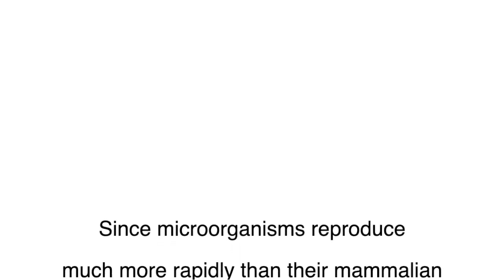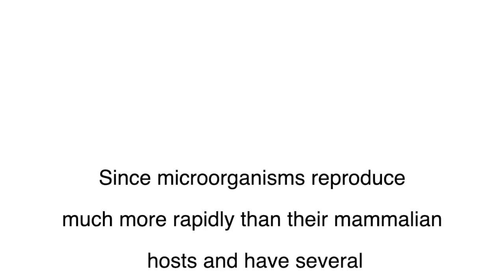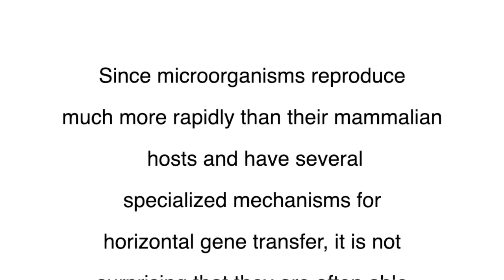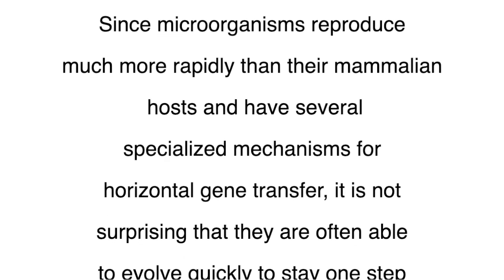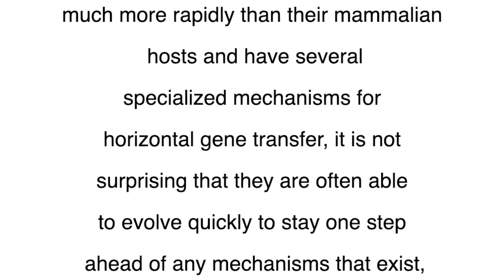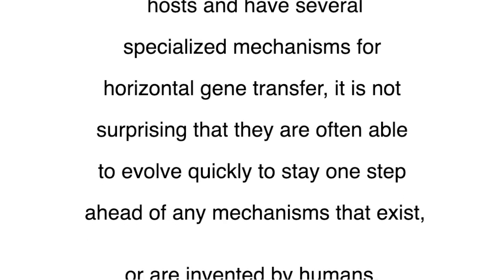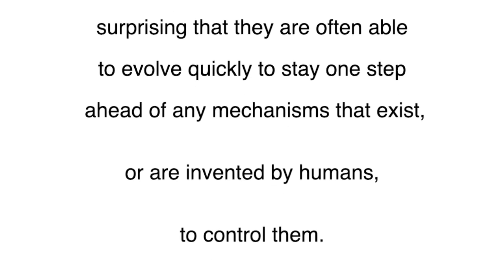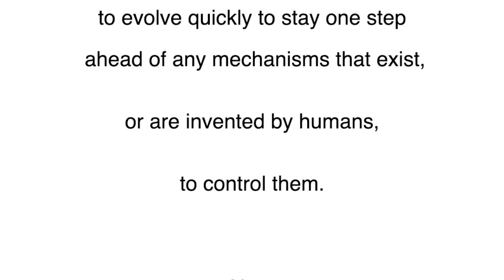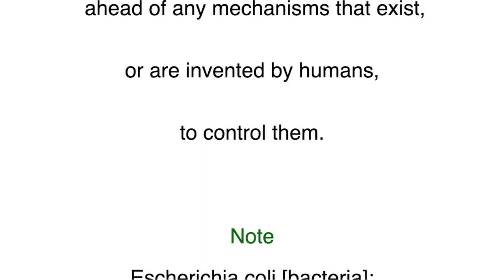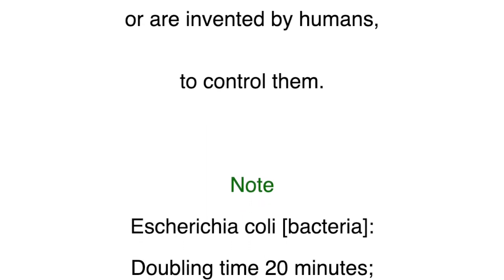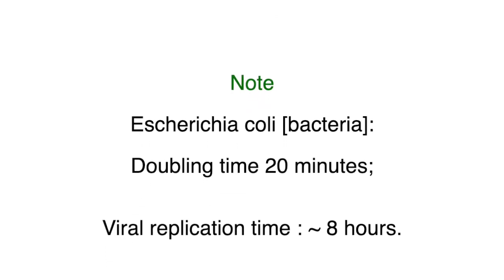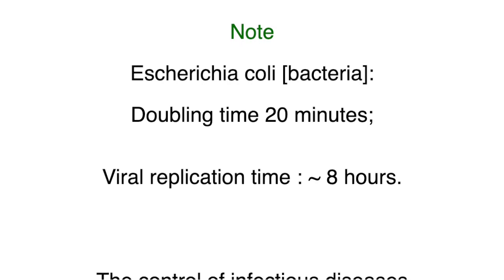Since microorganisms reproduce much more rapidly than their mammalian hosts and have several specialized mechanisms for horizontal gene transfer, it is not surprising that they are often able to evolve quickly to stay one step ahead of any mechanisms that exist or are invented by humans to control them. Note: Escherichia coli bacteria doubling time is 20 minutes, viral replication time about 8 hours.